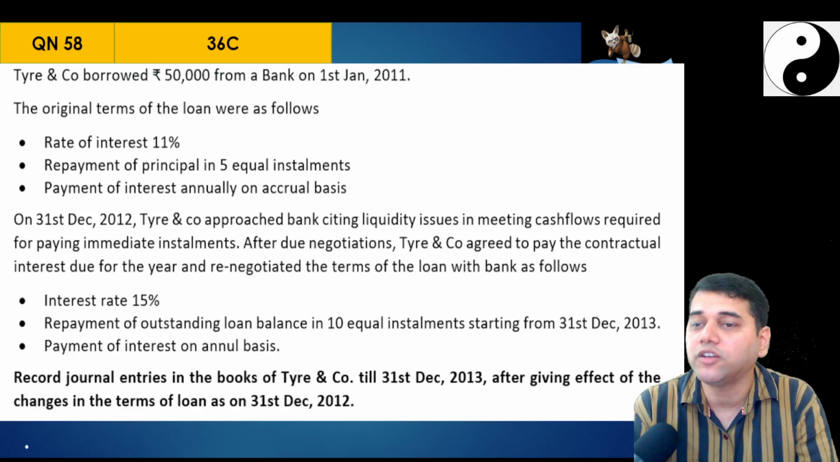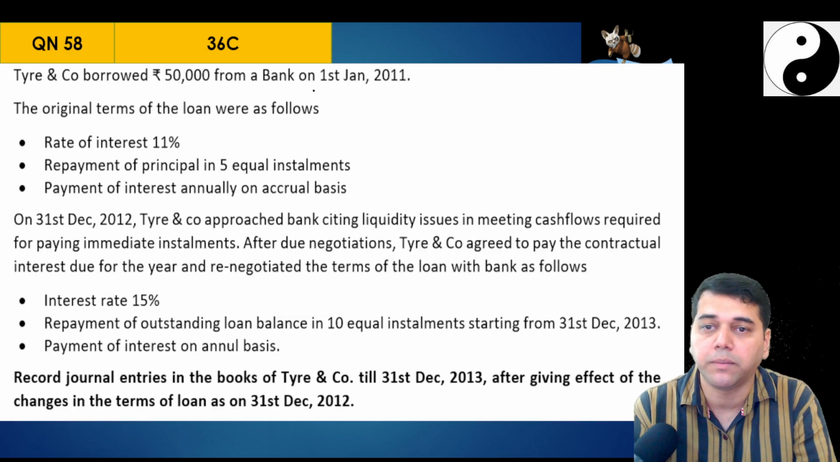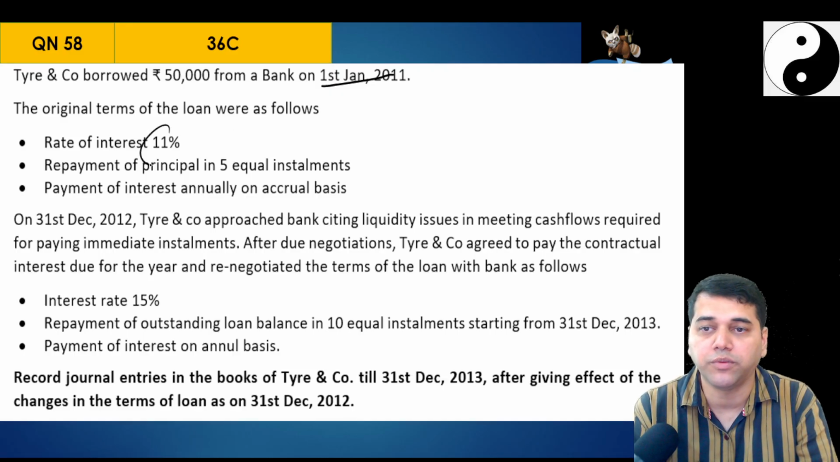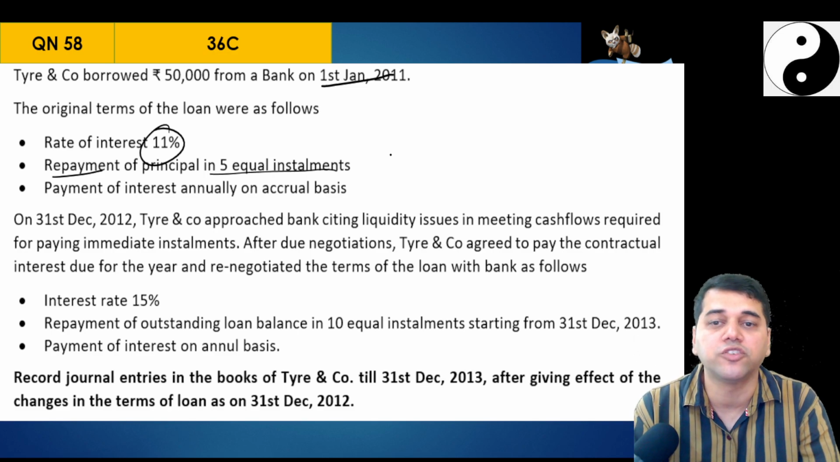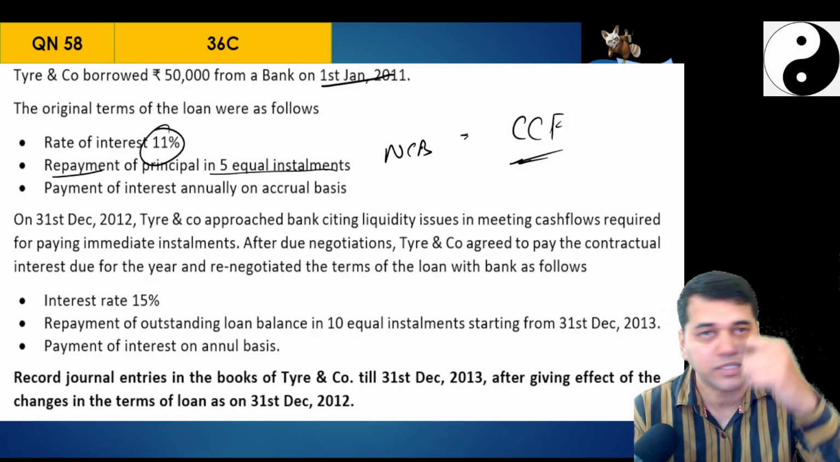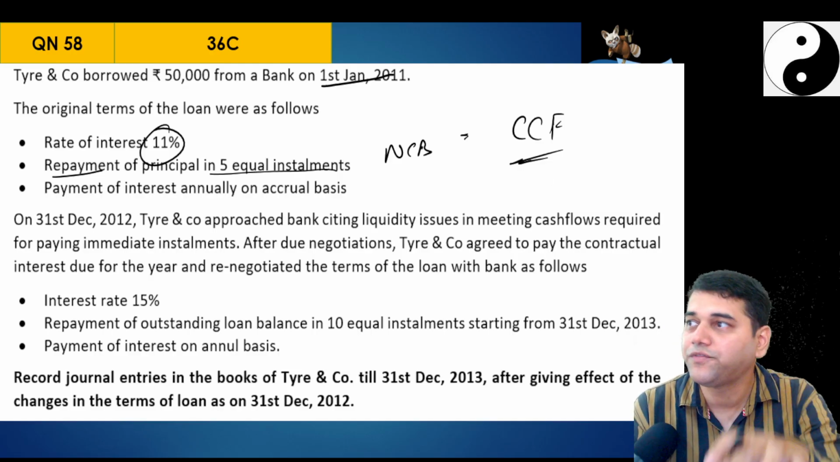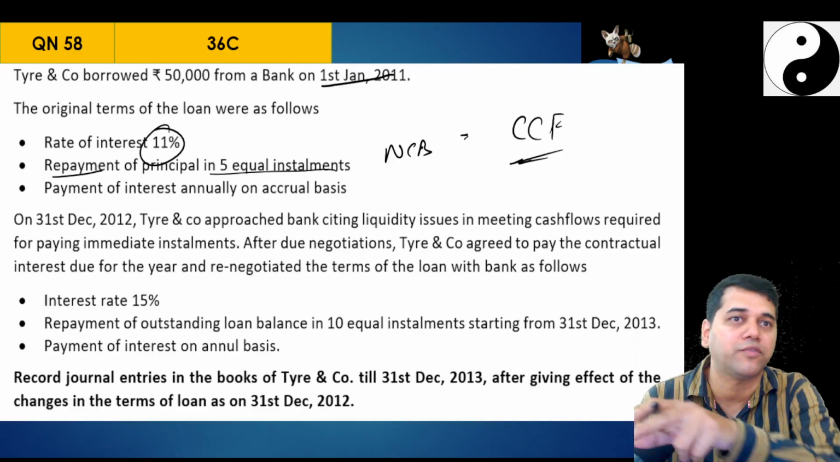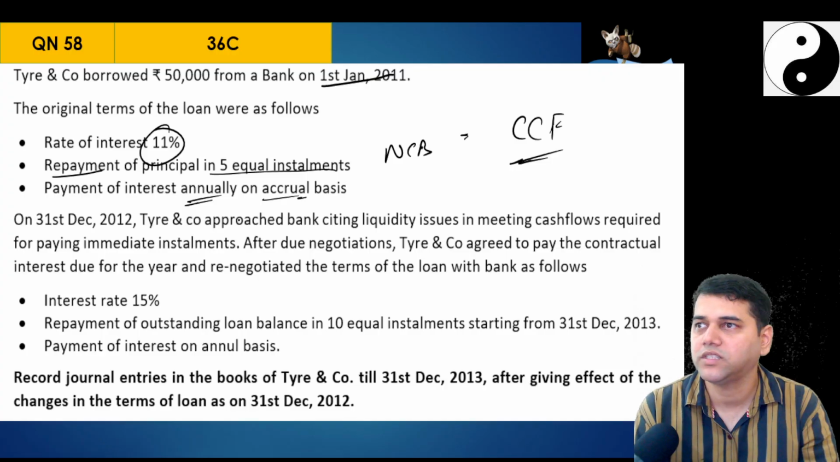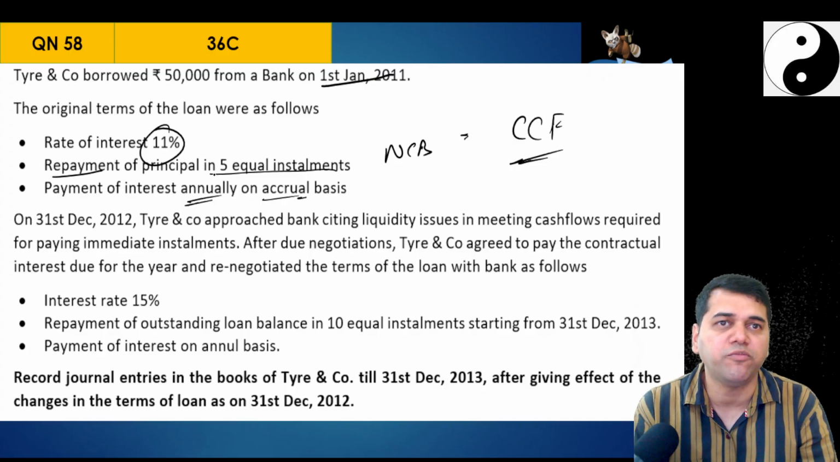Now, Tire and Co borrowed 50,000 rupees from a bank on 1st of January 2011. The original term is 11% interest, with repayment of the principal in 5 equal installments, a non-conventional bond. Step 1, contractual cash flow. The moment you figure out it is a non-conventional bond, step 1 is contractual cash flow, because if it was conventional, it is very easy, 1 to 5 years, you could have done it. The payment of interest is annually on accrual basis. Chalo. Is this loan at market terms or off market terms?